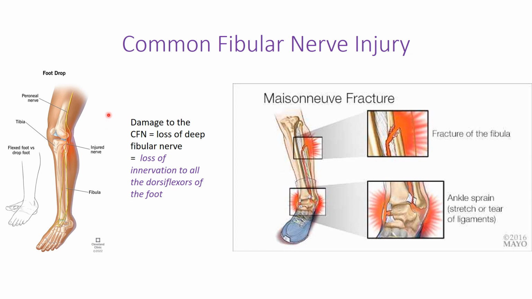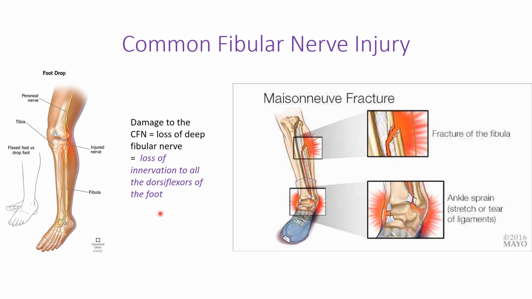It's kind of like the ulnar nerve in the upper arm. When it's wrapped around that bone so tightly, it's very superficial, and it's the most likely nerve to get injured in this region. So how does this present? Well, common fibular nerve injury is going to give loss to deep fibular nerve and superficial fibular nerve. But usually the presentation that you notice is going to be due to the deep fibular nerve loss. This means you're going to lose all of the dorsiflexors of the foot.